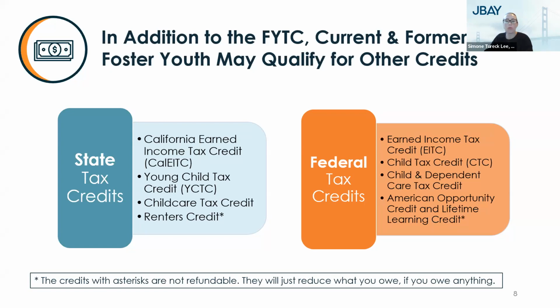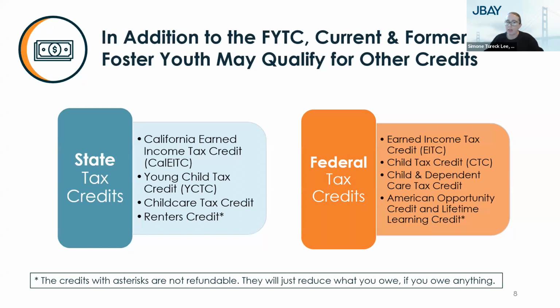So at this point, for the Young Child Tax Credit, it's the same amount as the Foster Youth Tax Credit. There's a lot of parallels. So it's a $1,117 credit. It's provided to parents who earn under that income that we mentioned, and that have one or more children who are under age 6 in the tax year.